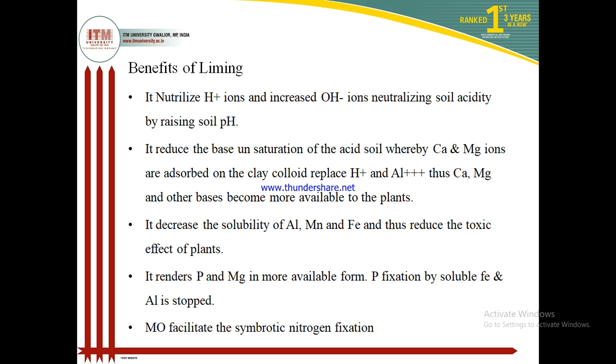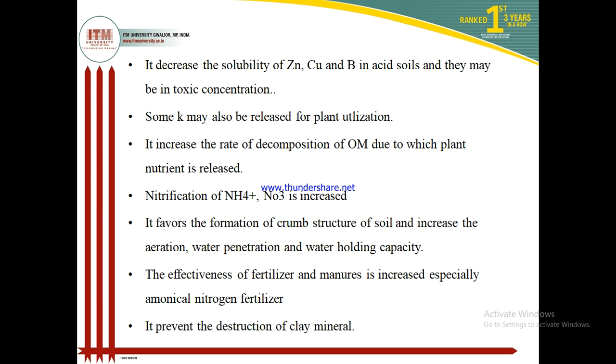It decreases the solubility of aluminum, magnesium and iron, and thus reduces their toxic effect on plants. It renders phosphorus and magnesium in a more available form. P fixation by soluble Fe and aluminum is stopped. Molybdenum facilitates symbiotic nitrogen fixation in acid soils.